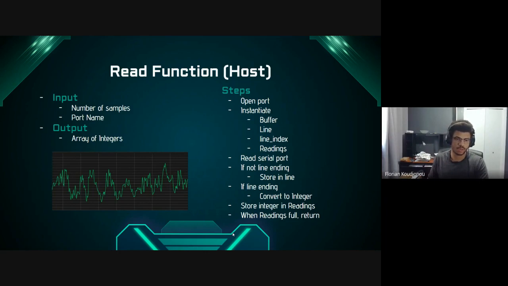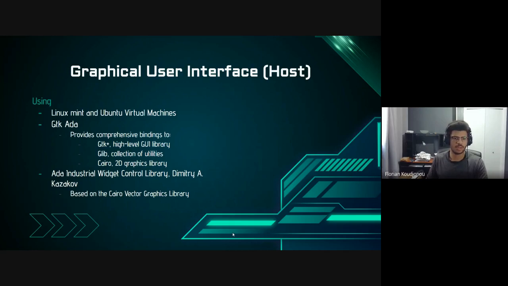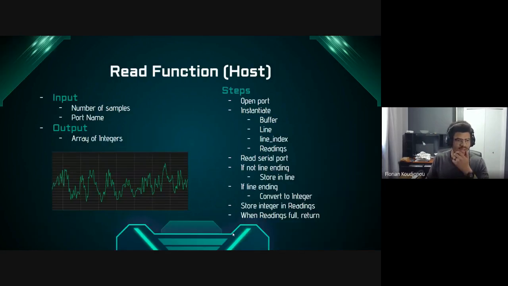For now, the way that we read the data is really simple, but we plan on improving it. We'll talk about it later in the presentation, but for now, here's how it works. So first, we open the port with the name specified as a parameter, and then we instantiate the 4 variables.